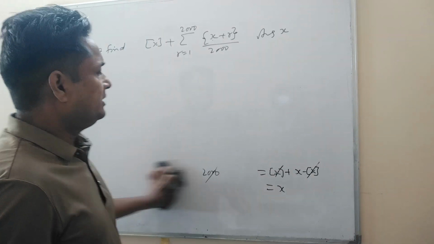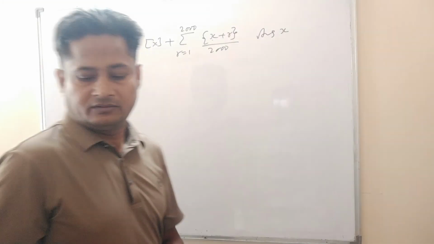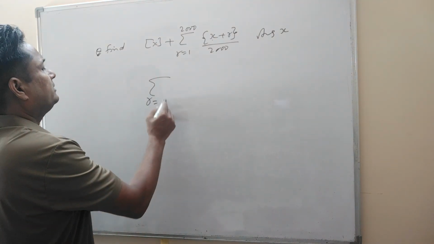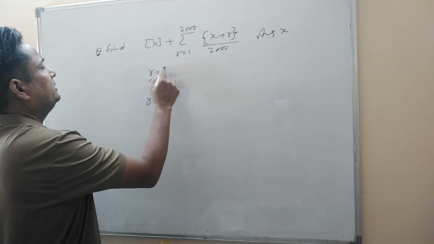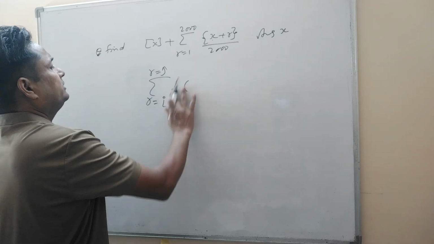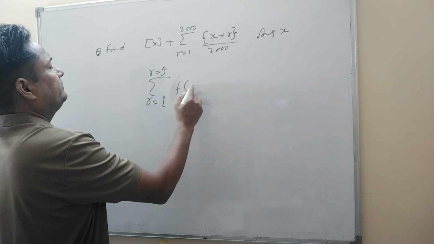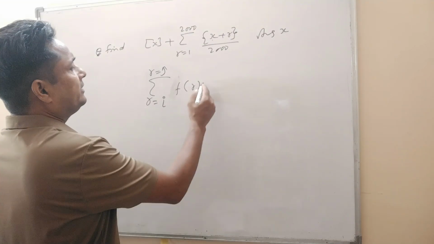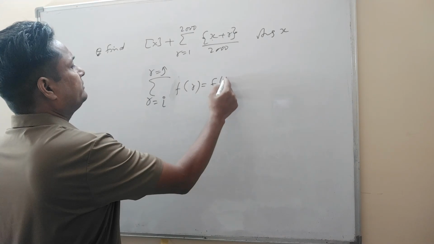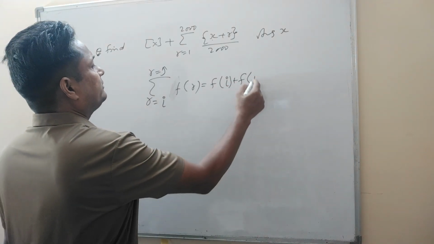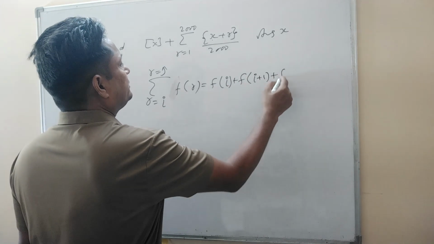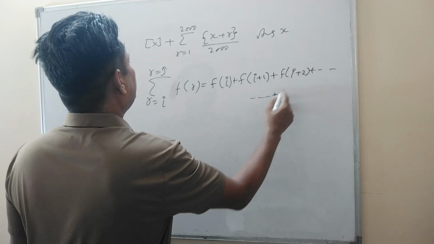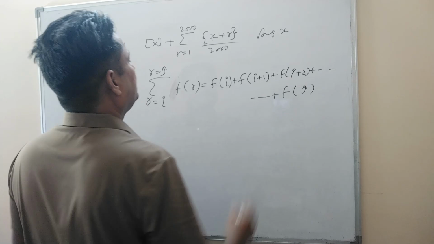Sigma I have already discussed. What is the role of sigma? If you like, here i to r equal to j, and any function f of r, then the value of this will be f of i plus f of i plus 1 plus f of i plus 2 plus dot dot dot up to f of j.